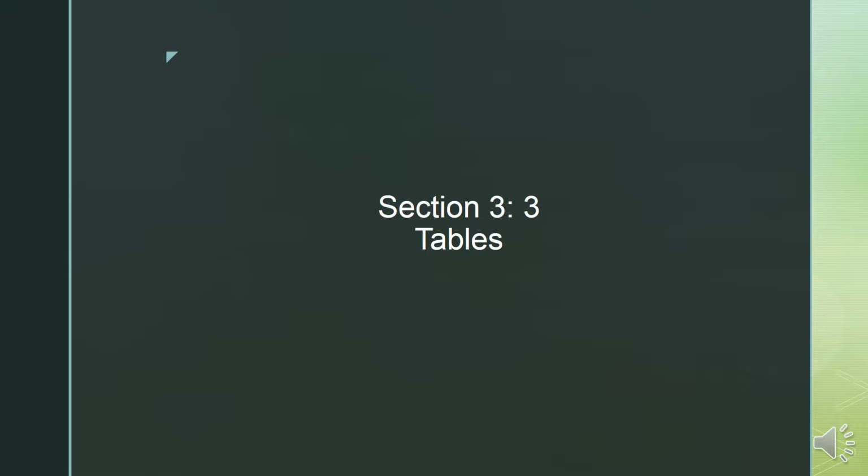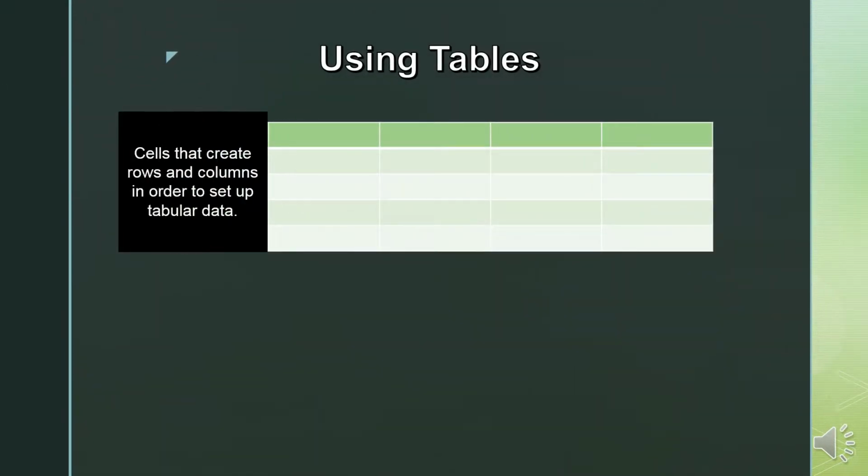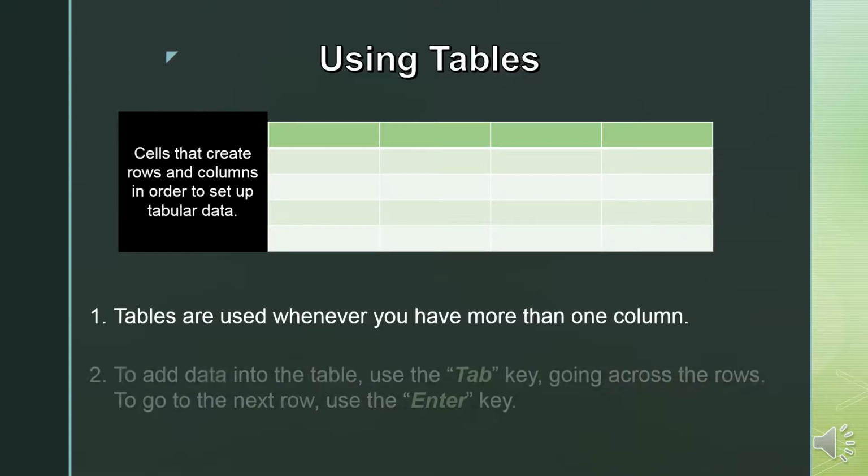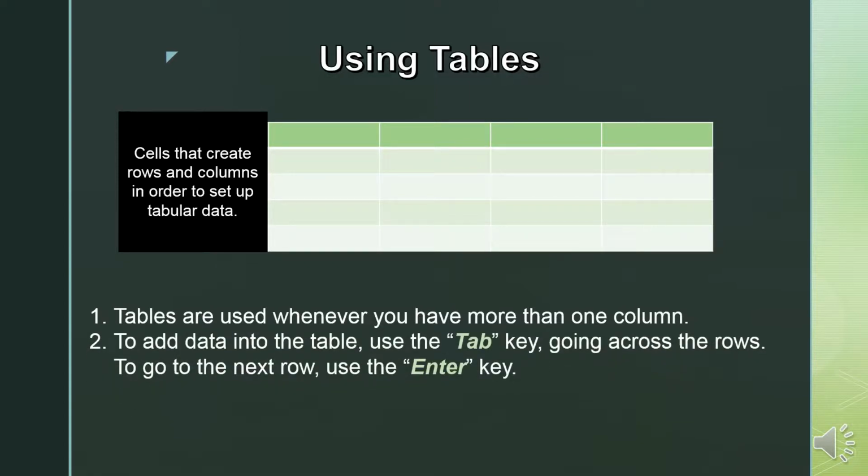In this section, we will be looking at tables. Using tables. Tables are cells that create rows and columns in order to set up tabular data. Tables are used whenever you have more than one column. To add data into a table, use the Tab key going across the rows, not down the columns. To go to the next row, use the Enter key.